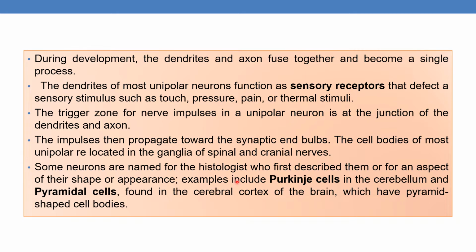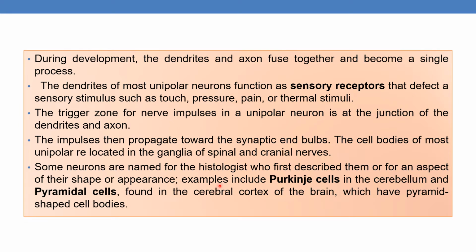The impulses propagate towards the synaptic end bulbs. The cell bodies of most unipolar neurons are located in the ganglia of spinal and cranial nerves.